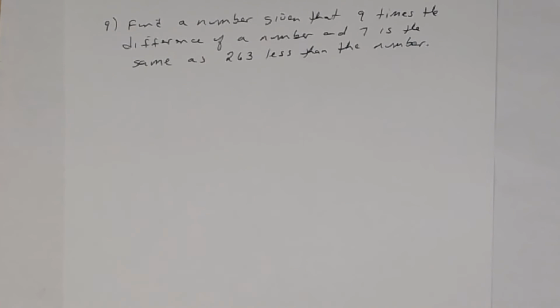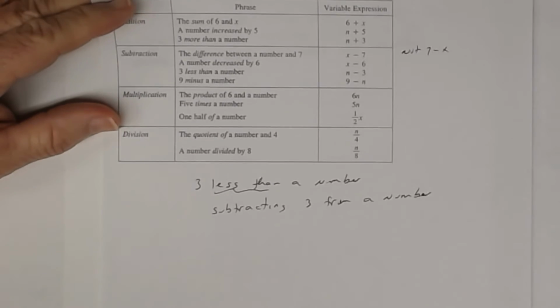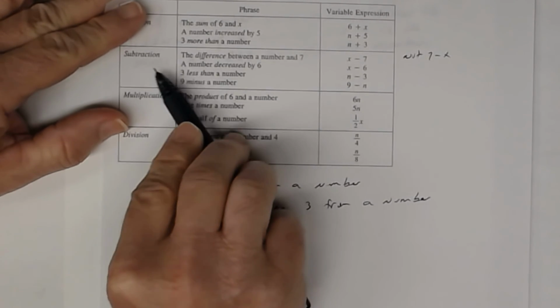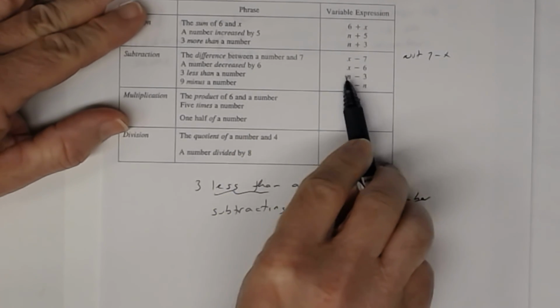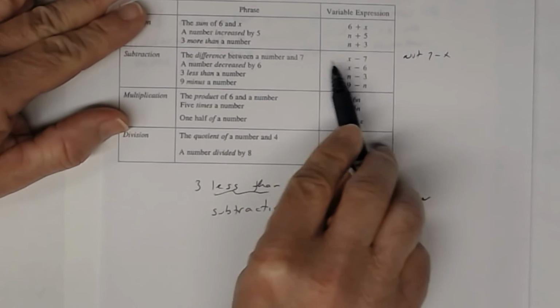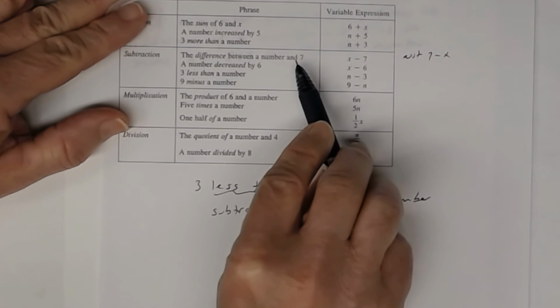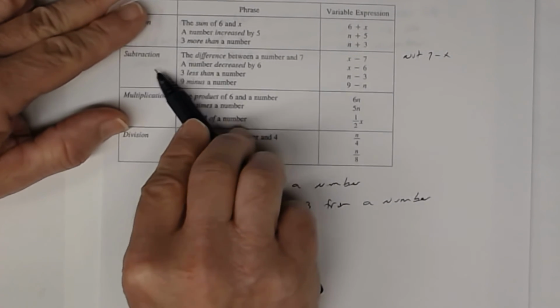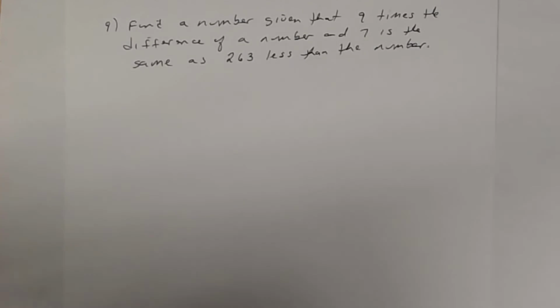Okay, and so number 9 says this. Find a number given that 9 times the difference. Remember that word difference, we saw that earlier. Difference is subtraction, but if it says the difference between a number and 7, the order matters. So the order in which you write this does matter. When you see the word difference, the first thing listed goes first. So the number, that's x, and then 7 was second, okay? So it's important you think about subtraction. The order does matter.